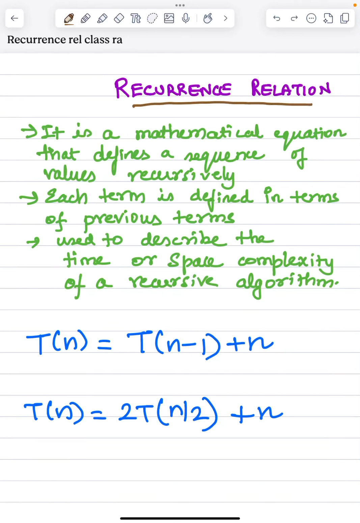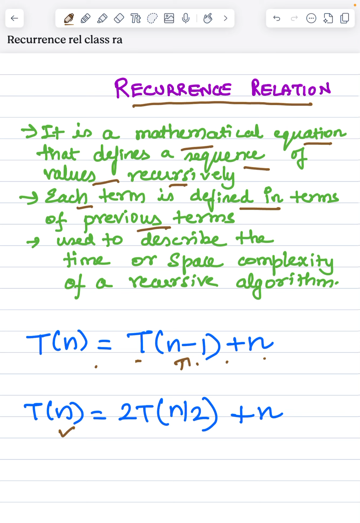Sure, we are going to discuss recurrence relations. A recurrence relation is a mathematical equation that defines a sequence of values recursively. Consider these two functions. The first function is t of n equals t of n minus 1 plus n. Here, each term is defined in terms of previous terms. So t of n has been defined in terms of its previous term, n minus 1.